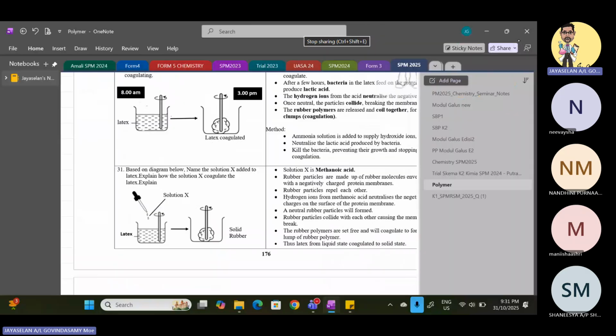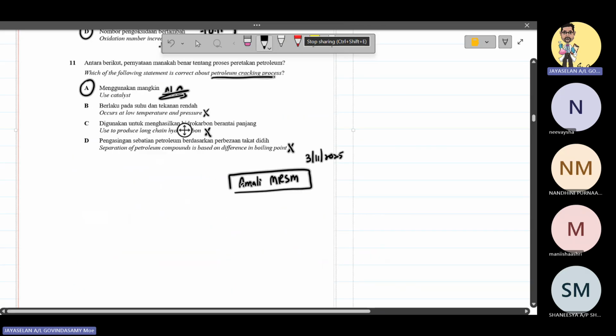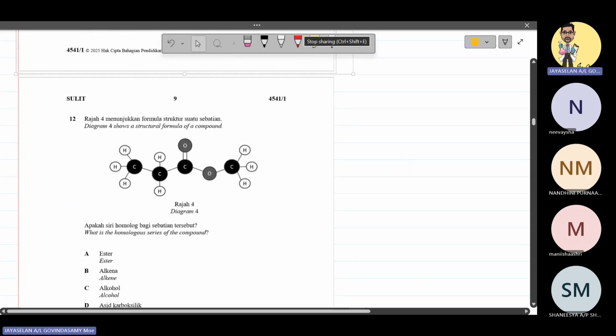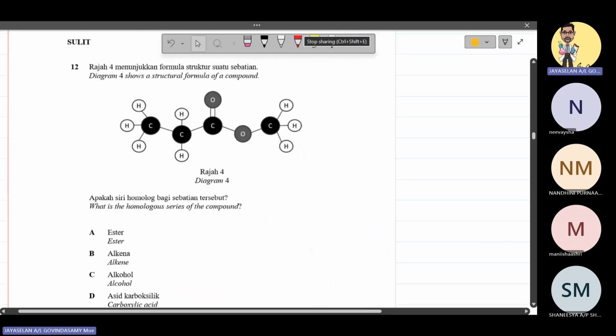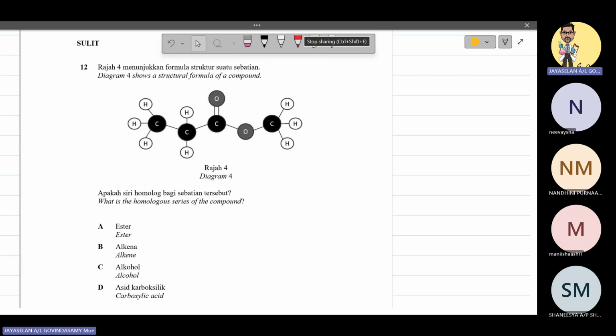Okay, now I want to go for this one. We continue with the MRSM paper, objective question. We do a few questions. Now answer this question. Nivisha, what is the homologous series of this substance? This paper I will share after I finish class. Manisha, you know or don't know? So is that A? A.